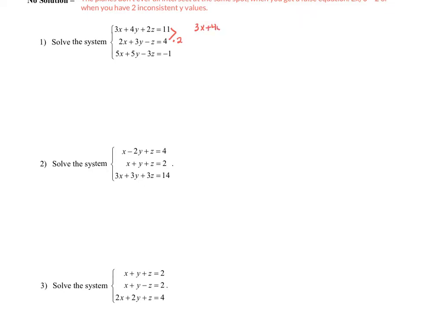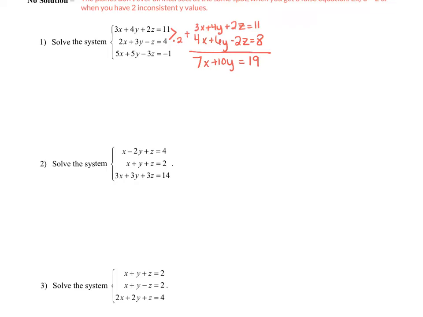3x plus 4y plus 2z equals 11. That's the first equation, that's not changing. Now, if I multiply the second equation by 2, I'm going to get 4x plus 6y minus 2z equals 8. So when I go to add these two equations together, my z's are going to eliminate. So I'll be left with 7x plus 10y equals 19.